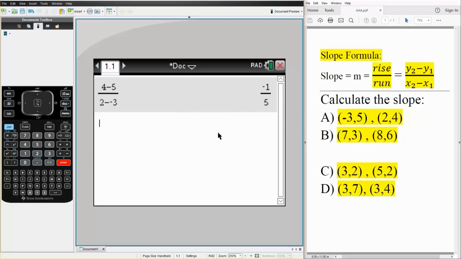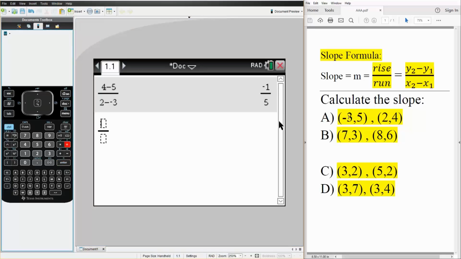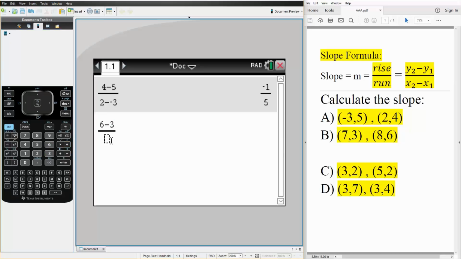Next we'll do B. We do the exact same thing. Control, division. We have y2 is 6 minus y1 is 3 divided by x2 is 8 minus x1 is 7. We simply hit enter and the slope is 3. So it's a positive slope.